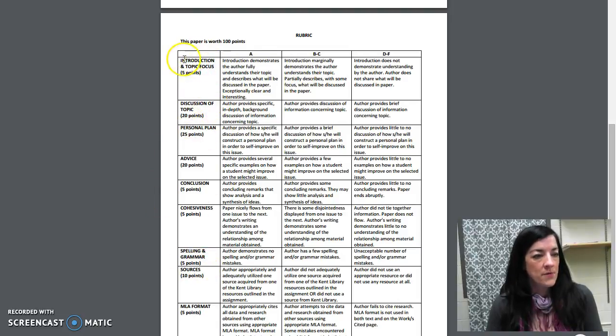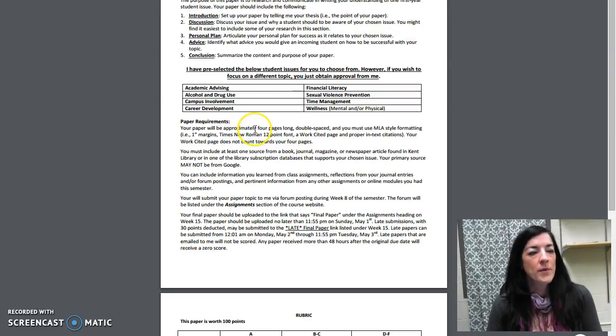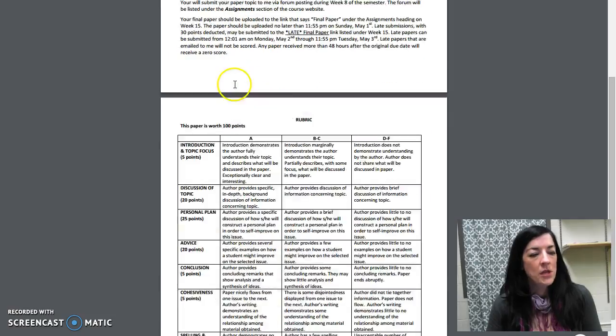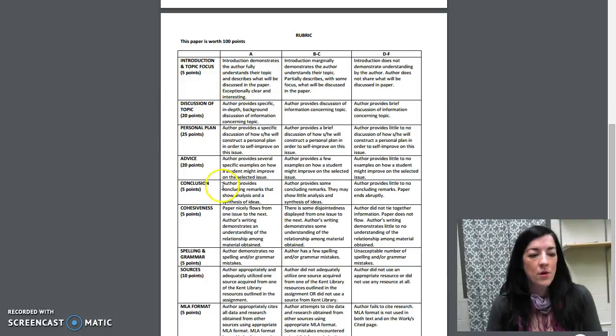These are all of these first: the introduction, discussion, personal plan, advice, conclusion. Those are all the requirements, obviously, at the top of the page. Then I've also included the cohesiveness of the paper, spelling and grammar, sources, just making sure that you used appropriate sources, and then your MLA style formatting, and how many points are allocated to each one. So you can see here that your personal plan is worth 5 points more than your discussion and your advice. So I really want to see some good information there.